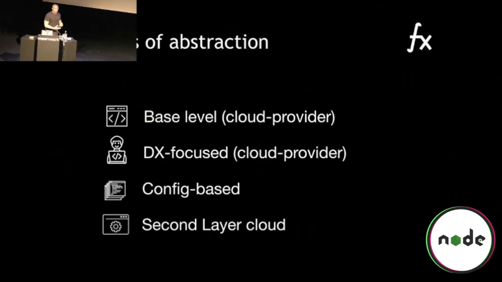So what are the levels of abstraction? I think this is my categorization. This isn't any standard thing, but I think I put these into 4 buckets. There's the base level that's going directly to the cloud provider and going into the console and creating your function there. There's now developer experience focused abstractions that you're seeing from places like Microsoft Azure, where they have a really nice VS Code plugin. And my company, AWS, we have AWS Amplify.